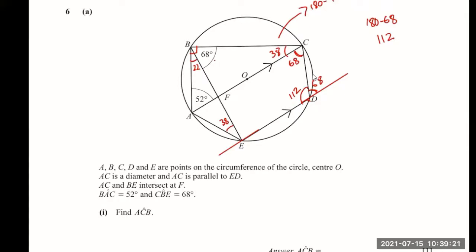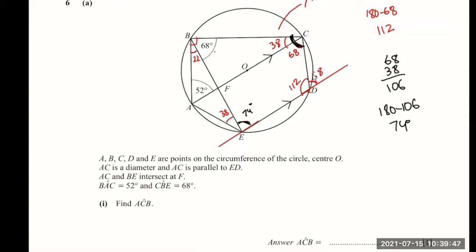Then if I have these two angles, what is 68 plus 38? It's 106. Can I calculate this angle then? What's 180 minus 106? 74 degrees. So you see, I spent a lot of time solving my diagram. Once I do that, let's see if I have all my answers.